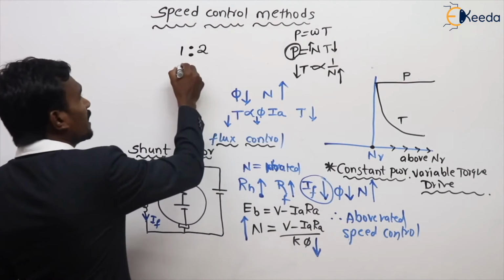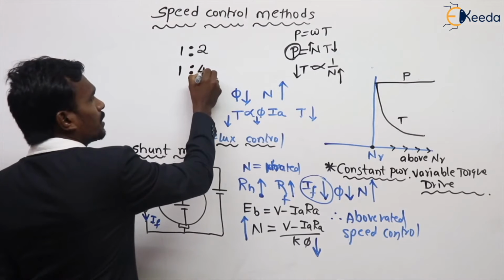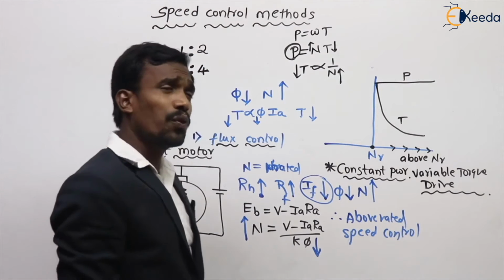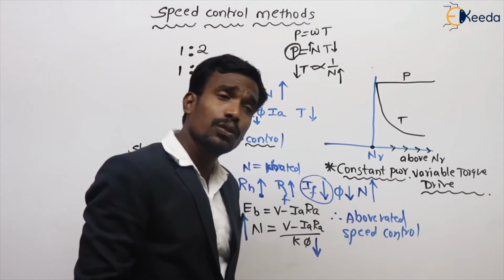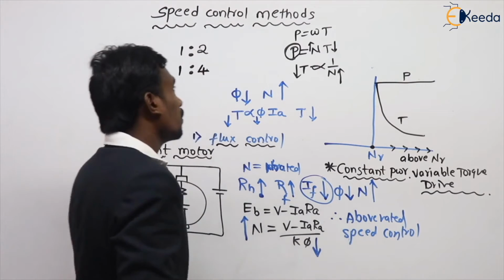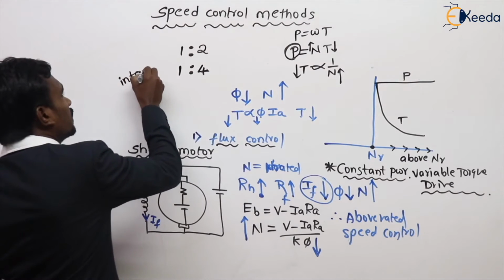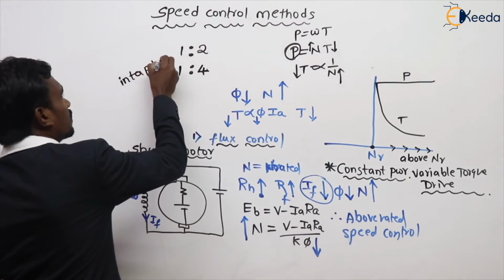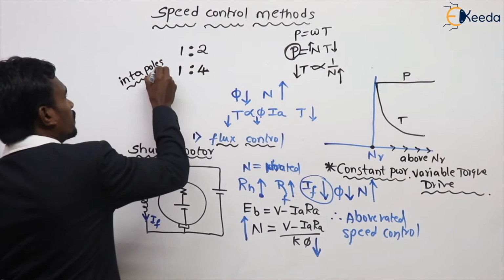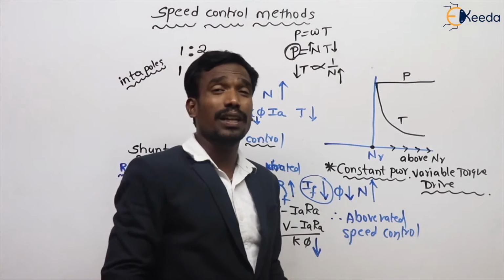If you are using interpoles, then you can improve the speed 1 is to 4, 1000 to 4000 rpm. So 1 is to 4 range when we are using interpoles. If you are using interpoles, it is easy to improve the speed in the 1 is to 4 range.